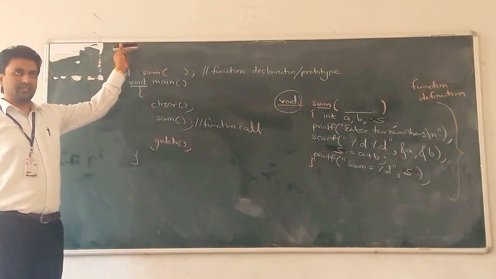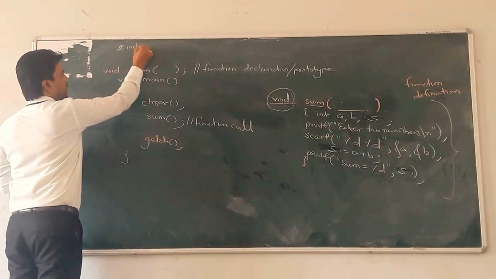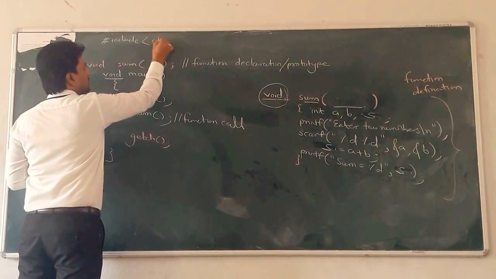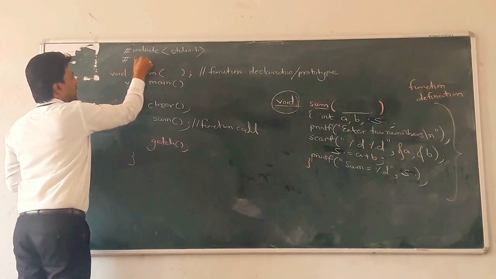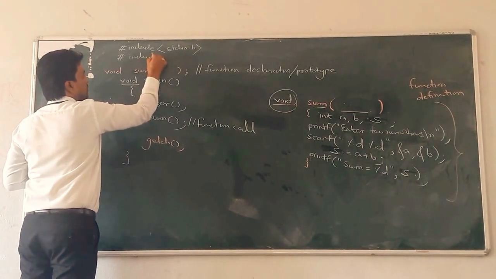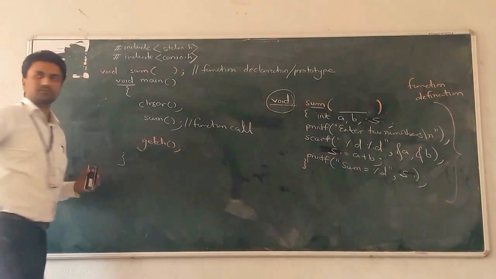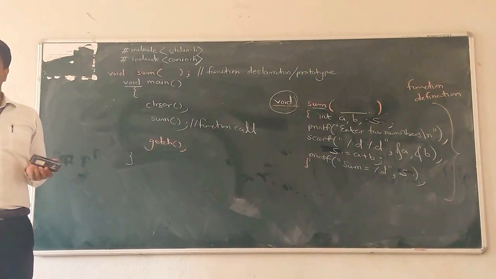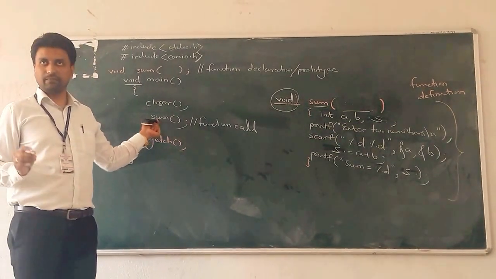And above that, include the files which we require: hash include stdio.h and hash include conio.h. Okay, clear? So this is called the function call.